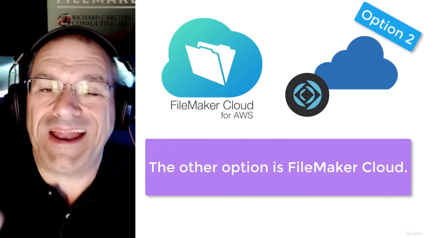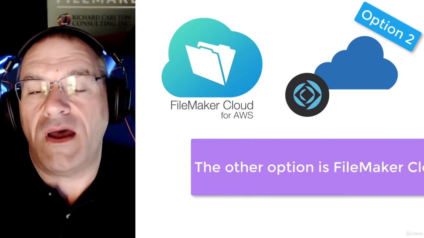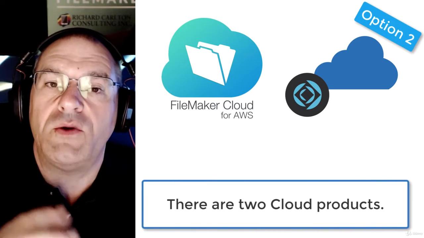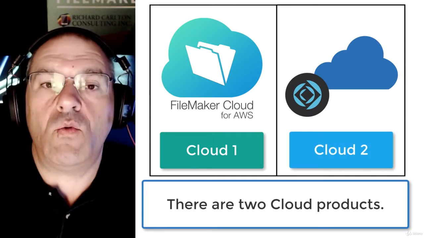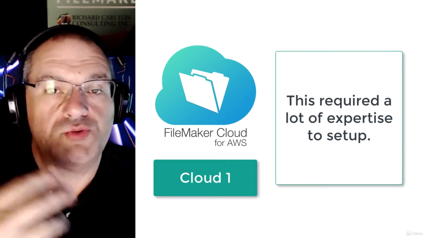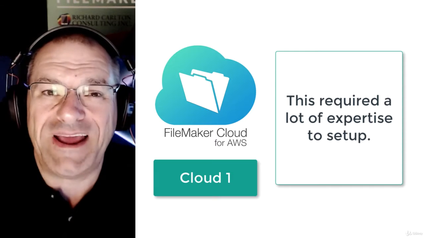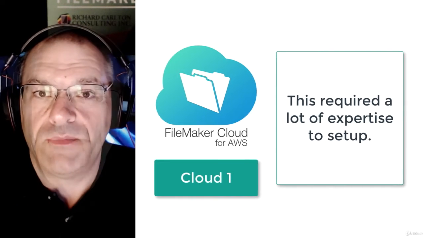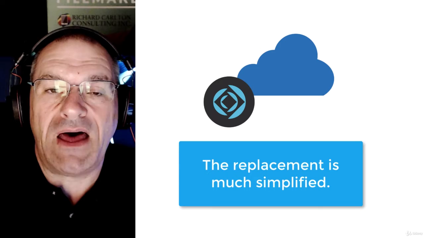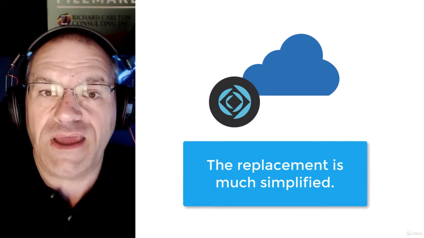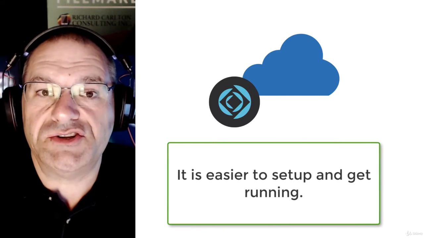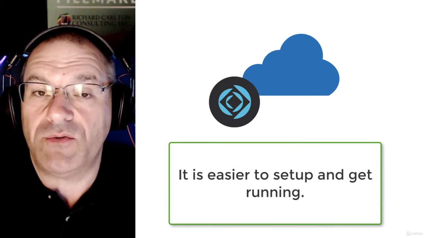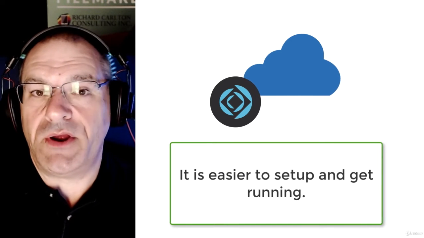Now, really in market at the time of this recording, there are 2 FileMaker Cloud products. There's really what we call Cloud 1, and then there's Cloud 2. Cloud 1 is the previous product, which worked just fine, but it took a lot of effort and technical expertise to set up. Now, really, Claris replaced Cloud 1 with a much more simplified Cloud 2 product. Cloud 2 is easy for the average user to set up and install and get running, so it's vastly superior.